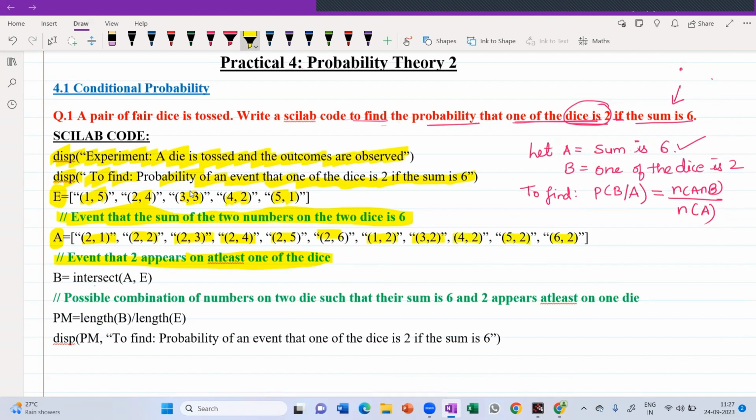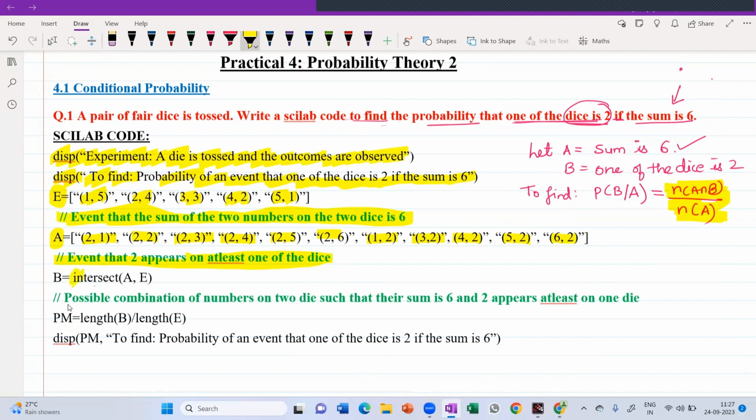In all these cases we are getting 2 on at least one of the dice. Then we are going to find the intersection. As you all know, what was the formula? The formula was the number of elements in an intersection upon the number of elements in an event which has already taken place. So the intersect keyword is already there in Scilab.